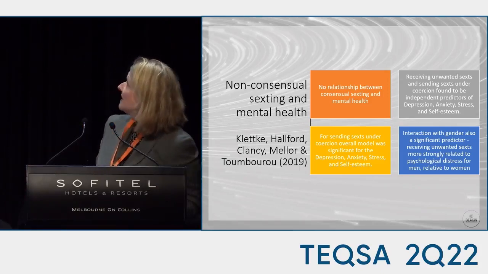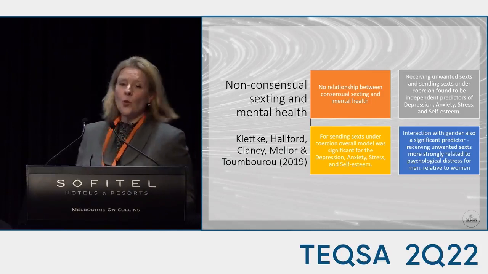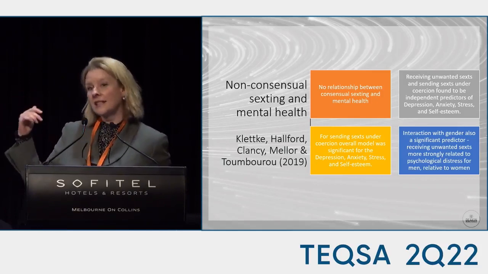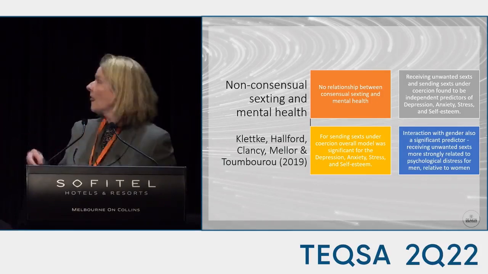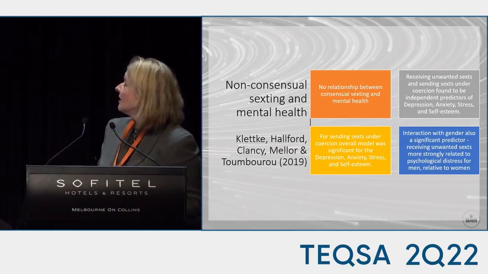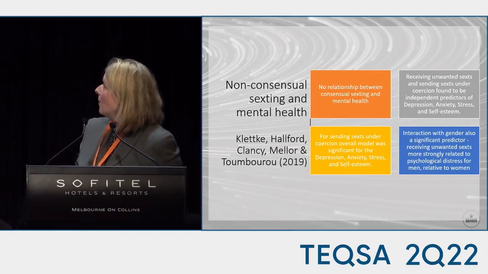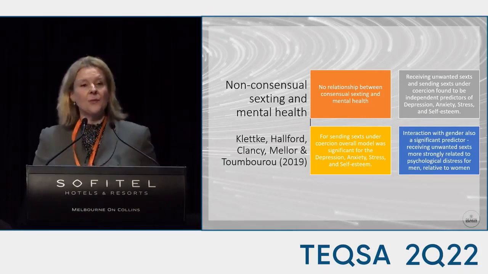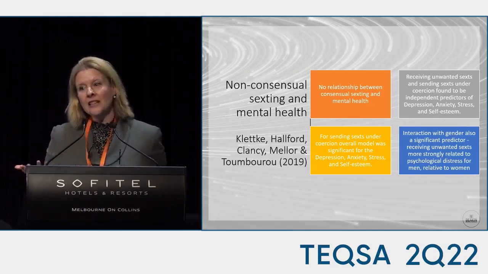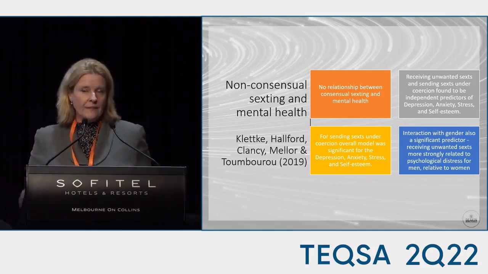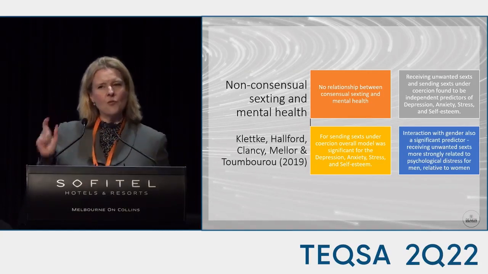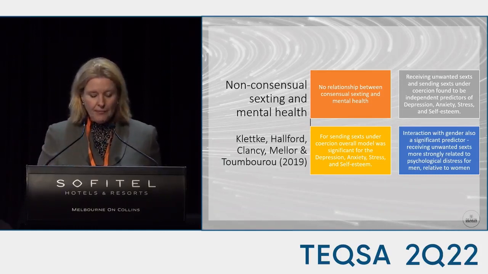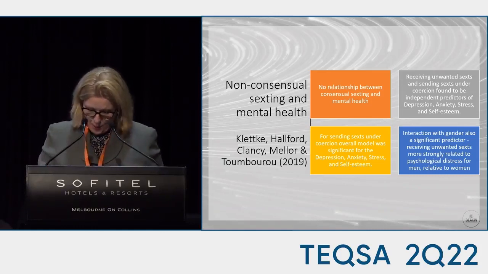So both receiving unwanted sex and sex under coercion were independent predictors for depression, anxiety, and stress as they increased, and self-esteem as it was significantly lower. Interestingly, there was also an interaction with gender, because receiving unwanted sex was more strongly related to psychological distress for men than women. So really, really interesting finding there as well, particularly taking into consideration women now receive 3 times as many as men. So there might be some interesting explanations for that.